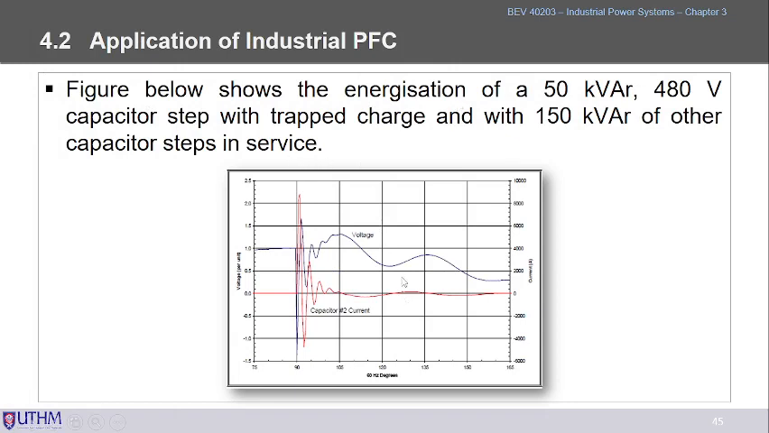The figure below here is the energization of the 50 kVAr for the 80 volts of the capacitor switch steps with trapped charge, with 150 kVAr of the other steps. That means you can see the difference. So this is the voltage and this is the current. A huge transient happens when we have these two capacitors energized.